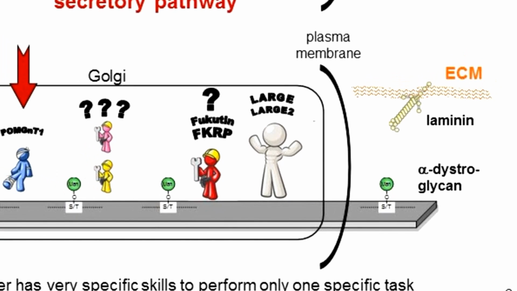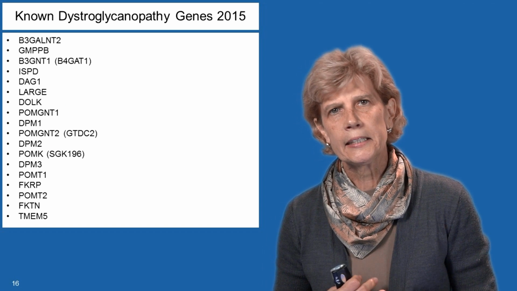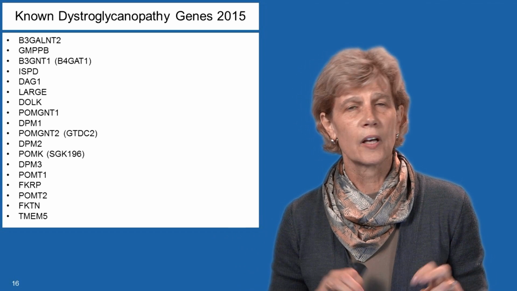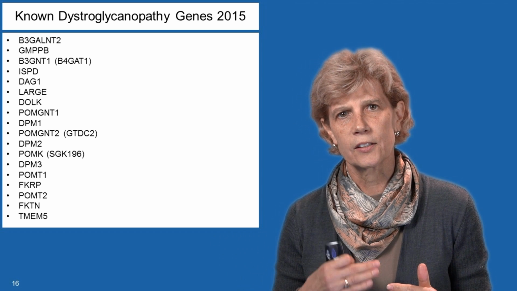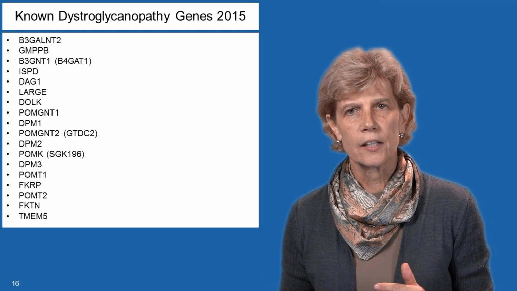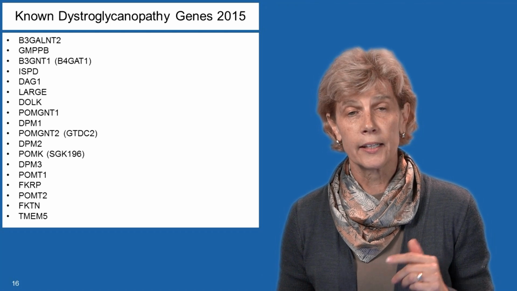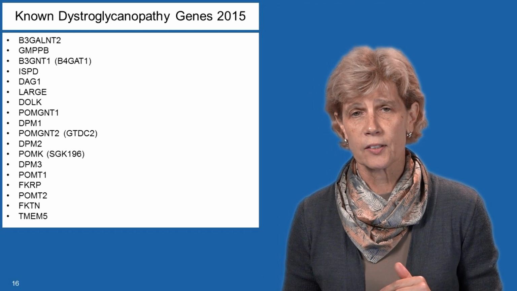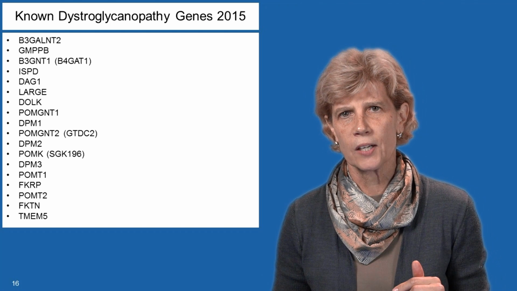So each of these enzymes or workers has a very specific task and can only perform one task. We currently know of 18 different workers on that assembly line, or genes that are involved in the glycosylation of alpha-dystroglycan, and mutations in each of these have been shown to cause muscular dystrophy. Again, this is not a list that I can quote off the top of my head, nor do we expect any of you to remember it, but it just gives you the sense that this is a very complex process.